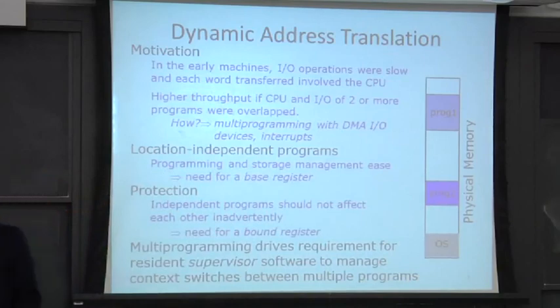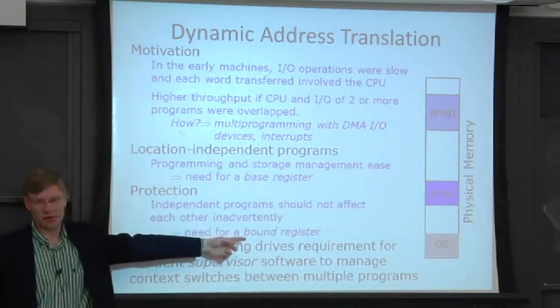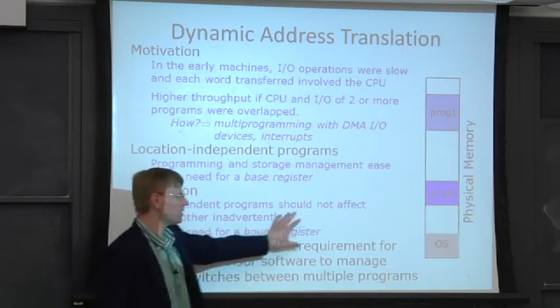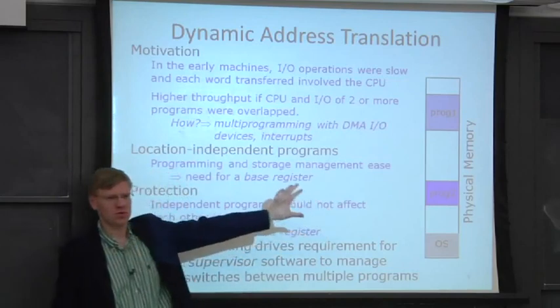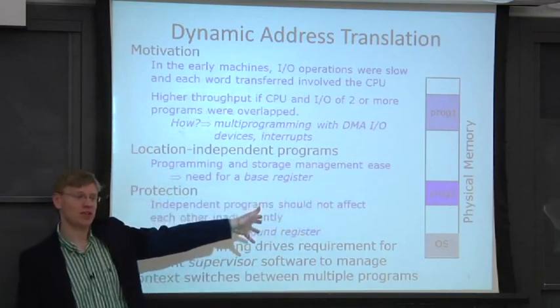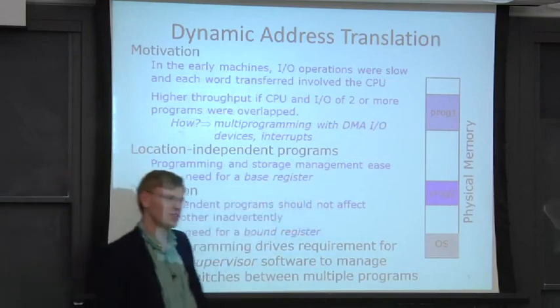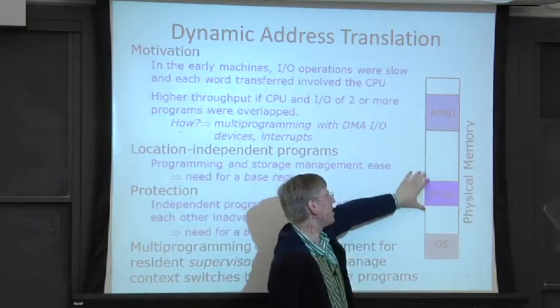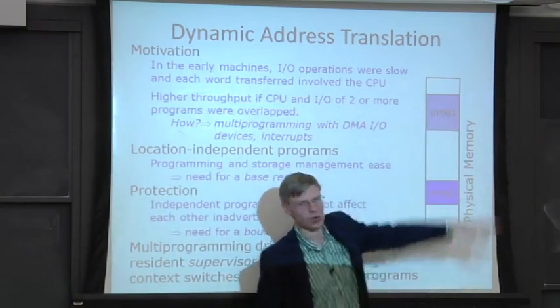Well, that's actually pretty easy to do. And we're going to call that a bound register. Now, these base and bound registers, we're going to look at in more detail in a second. But you don't want the user program to be able to change the base and the bound register. Because if the user program changes them, it can basically remap itself, or it can possibly make its bound big enough to look at the other program.